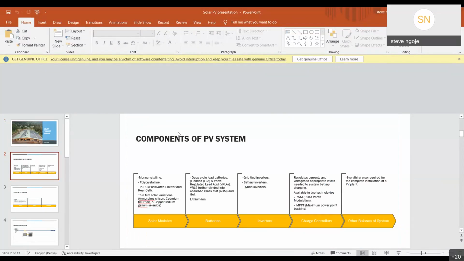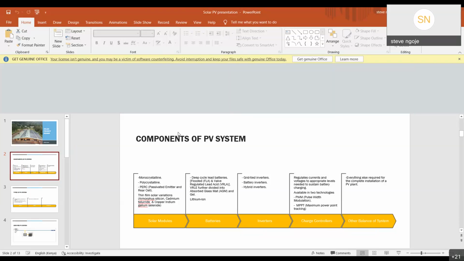I think so far all of us should have understood that solar PV really is about solar that we use to generate electricity, if I could explain it in layman's language. So some of the components of the PV system, if you want to design systems, you need to understand what makes up a PV system. That's what I thought we need to start with.